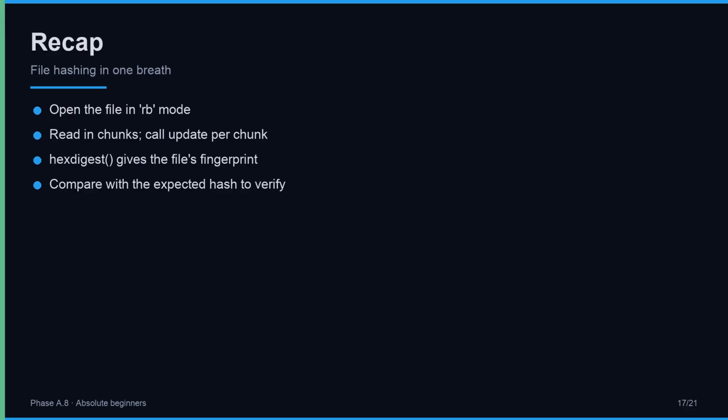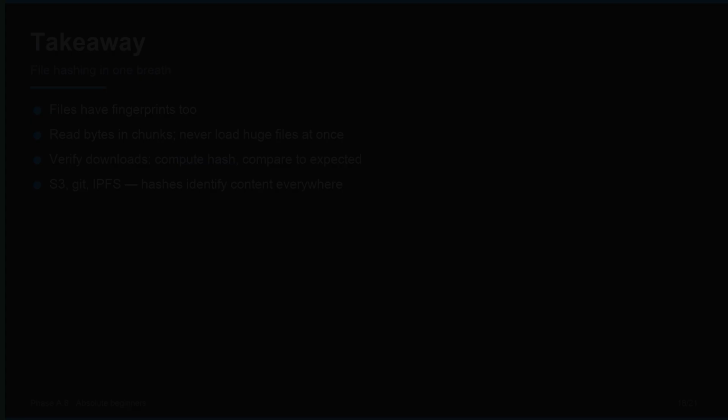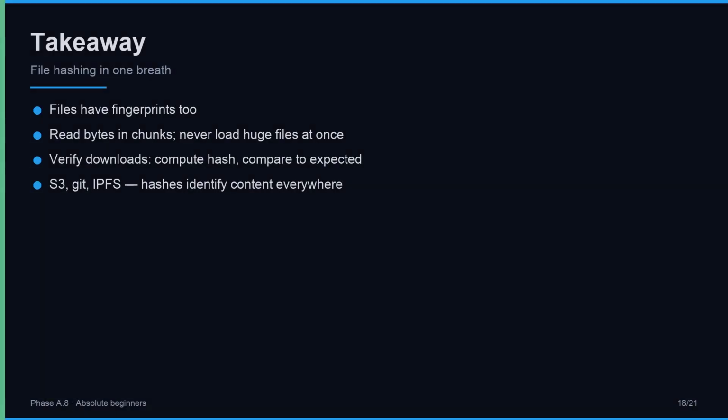Recap. Open the file in read binary. Read it in chunks, feeding each chunk to update on a SHA-256 hasher. When the file is exhausted, call hexdigest to get the file's fingerprint. Compare it to an expected hash to verify integrity. The same pattern works for files of any size, from a few bytes to many gigabytes. Chunk, update, hexdigest.